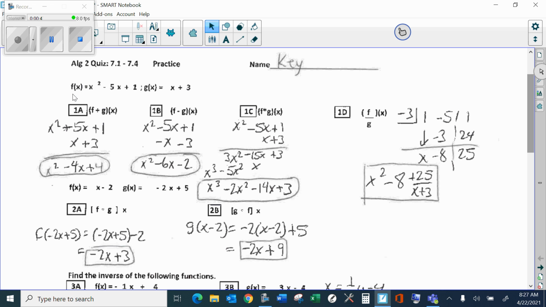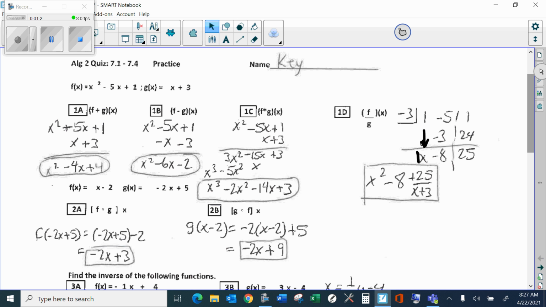1d is division, so since you're dividing by g, you can use synthetic division. That root is negative 3. You write down the coefficients, 1, negative 5, and 1. If there were missing terms, I'd have to plug in a 0, but there are none because it goes degree 2, degree 1, degree 0. So no missing terms there. So 1, negative 5, 1. Okay, remember you drop the first one down, so it just is 1.